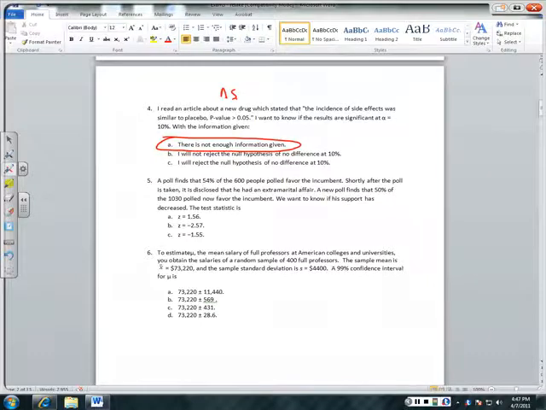On number 5, we have a poll that says 54% of 600 people favor the incumbent. Shortly after that, it's disclosed that he had an extramarital affair. This was in the test bank, and I'm not sure when it was written, but that seems to be happening. Anyway, a new poll finds that 50% of 1030 now favor the incumbent. We want to know if his support has decreased.